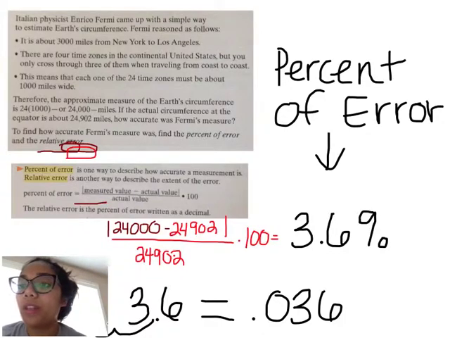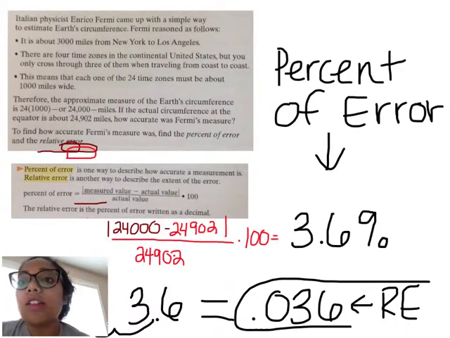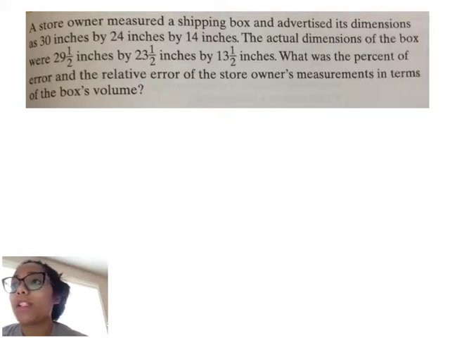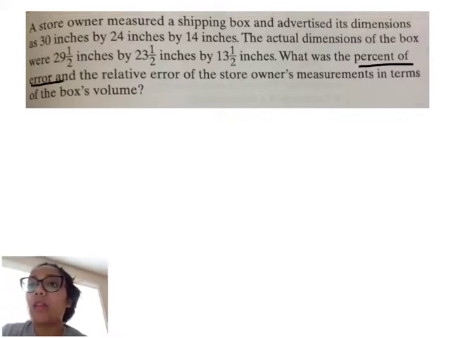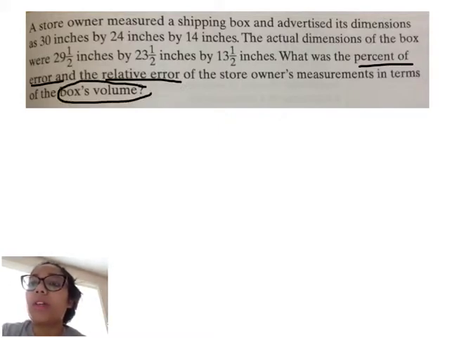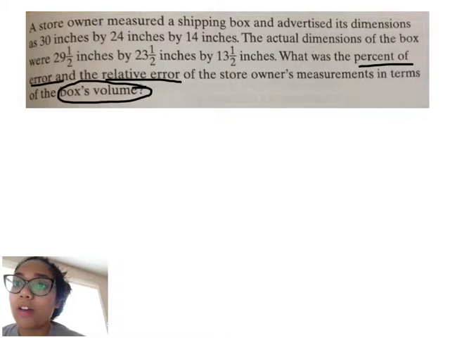So let's go ahead and work this. I'm sure you're tired of me talking already. A store owner measured a shipping box and advertised its dimensions 30 inches by 24 inches by 14 inches. The actual dimensions of the box were 29.5 inches by 23.5 inches by 13.5 inches. What was the percent of error and the relative error of the store owner's measurement in terms of the box's volume? So before you do anything, you are going to have to find the volume of a box.